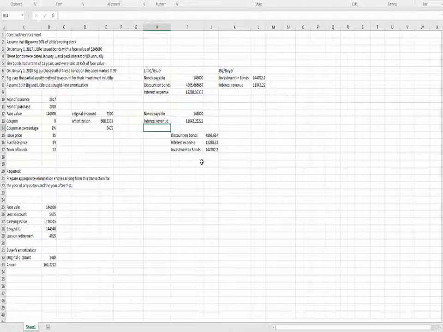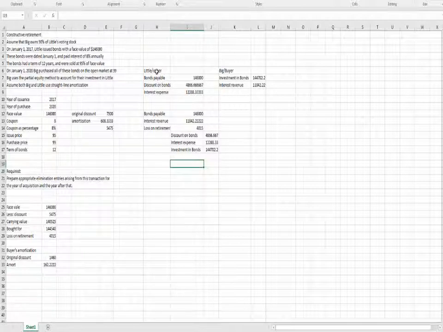This doesn't balance. What's missing? What's missing is that loss on retirement. So we're going to go ahead and record a loss on retirement of $4,015. And again, just as a nice check figure, this entry had better balance. So debits minus credits equals 0.